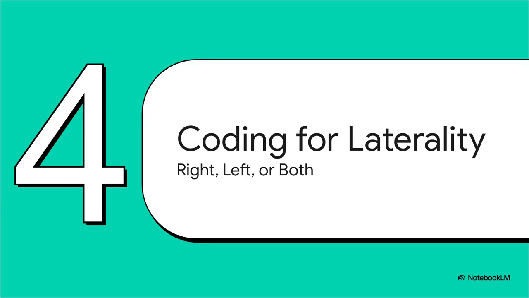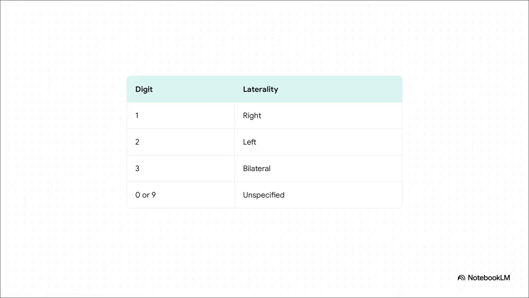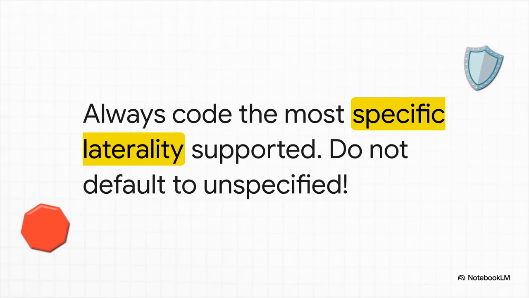All right, Section 4. Coding for laterality. ICD-10-CM really forces precision. When a condition can occur on the right or left side, the code is going to require a laterality digit. Generally speaking, 1 equals right, 2 equals left, 3 means bilateral, and 0 or 9 means unspecified.